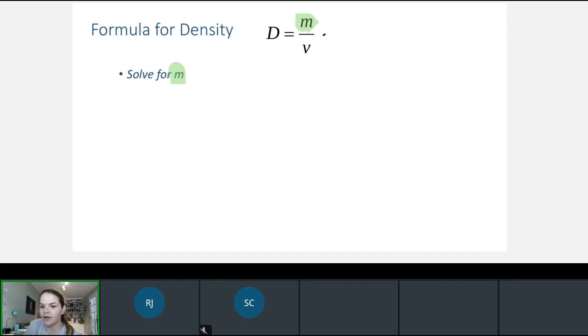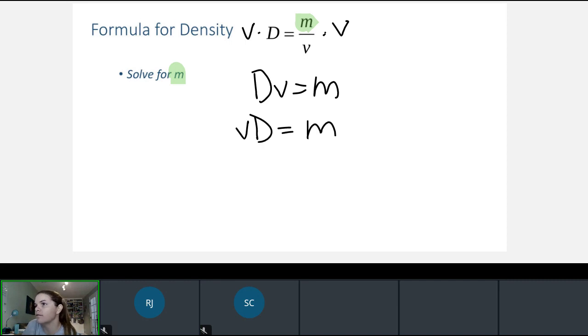Yeah, very good. I'm going to multiply by v on both sides. So now you can write it as dv equals m, and that's it. The reason I think these are so tricky is because it's not like you're getting one number as an answer. You're just rearranging variables, really.